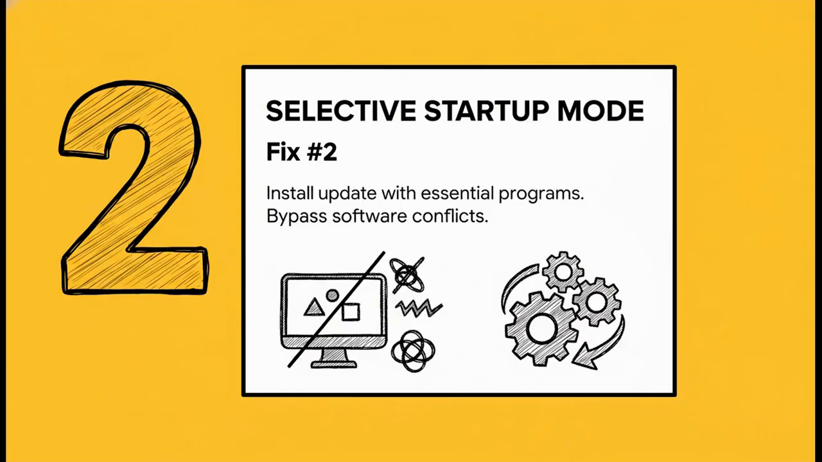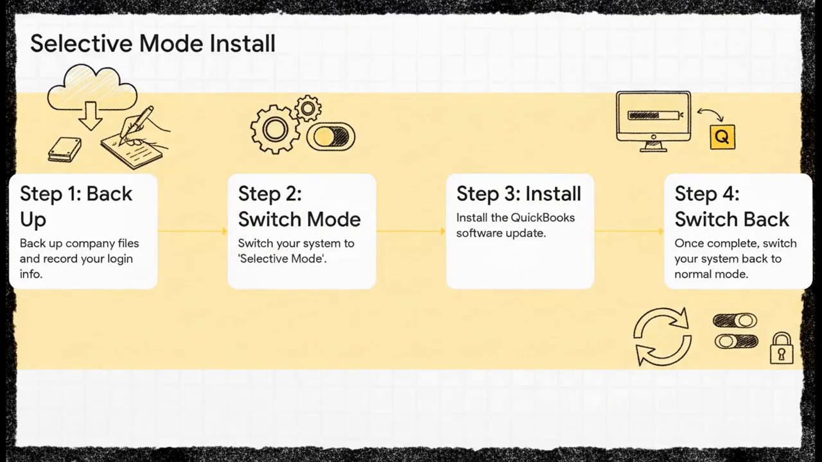Okay, so if messing with the UAC didn't do the trick, no big deal. Our next strategy is to install the update in what's called selective startup mode. This is a great way to bypass software conflicts because it basically starts your computer with only the bare minimum programs running. Now listen up, because the most important part of this whole process is step one. Always, always, always back up your company files before you start making system-level changes. Once you've got that safe and sound, you can switch over to selective mode, run that QuickBooks update without anything getting in its way, and then just switch right back to your normal startup.